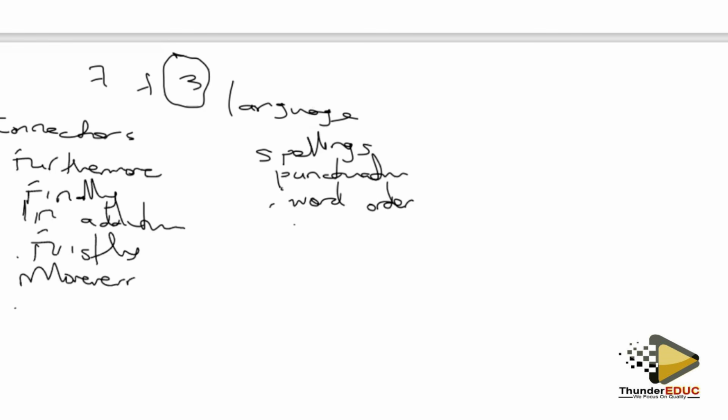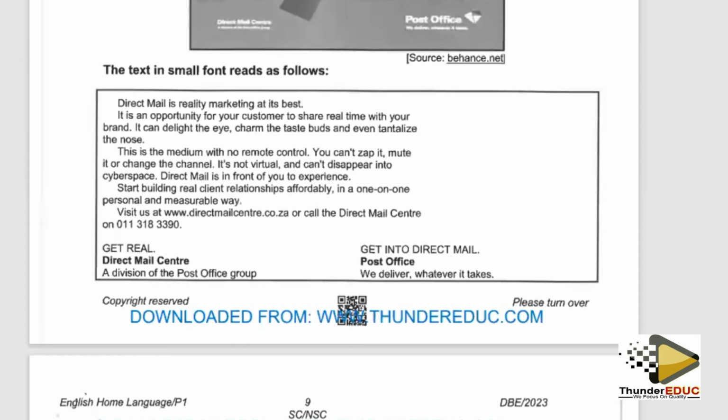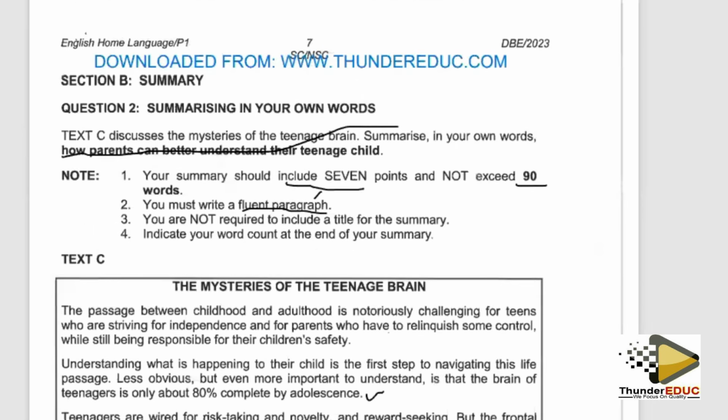3 will be enough if you start with firstly, and then you use furthermore in the middle, and then you use lastly or finally. 3 connectors are there, which means you have a coherent summary. I am referring to these connectors because your summary must be fluent. So those connectors are going to help you achieve the fluency that is wanted for a summary.